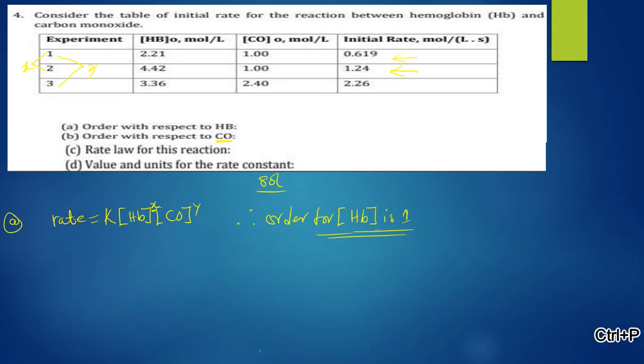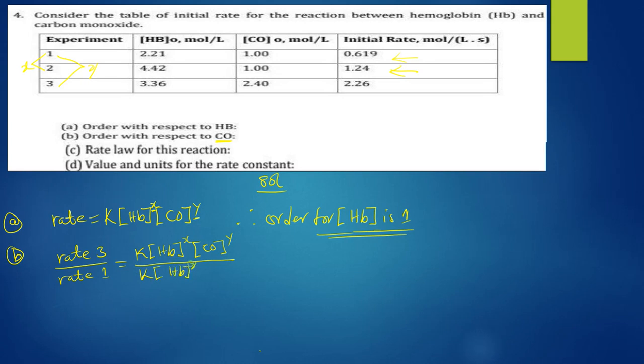So for B, as I said, we're going to use experiment 1 and experiment 3 in order for us to determine this order y. So I'm going to use the rate of experiment 3 over the rate of experiment 1, like that. Here we just have to maintain the general form of the rate law. Then you raise the hemoglobin concentration to x, the order. Then here we write the concentration for carbon monoxide and raise it to power y. That's the order. Then you just maintain like that, x, then this side carbon monoxide, raised to power y.